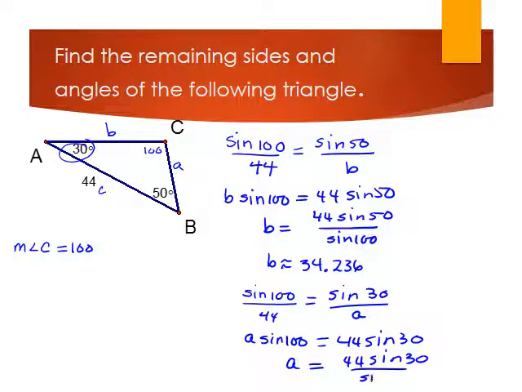And if I divide both sides by the sine of 100, that is going to give me approximately 22 and 340 thousandths. Okay.